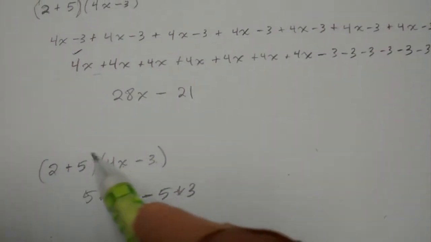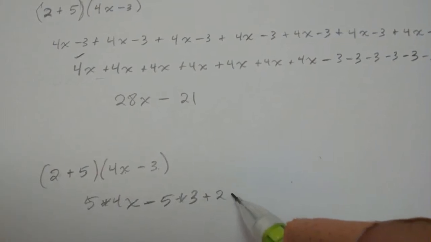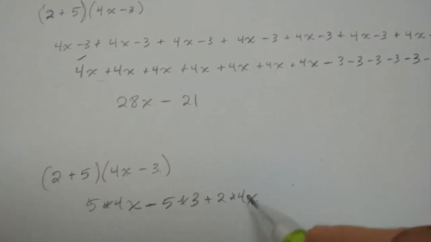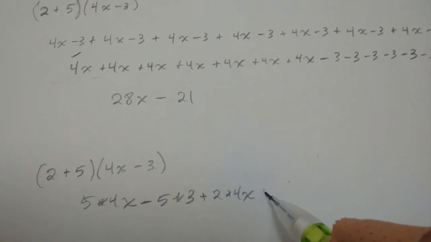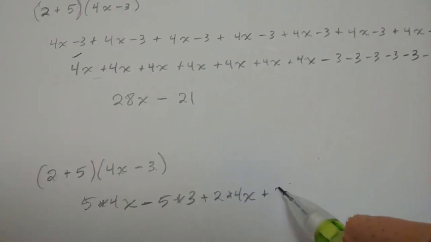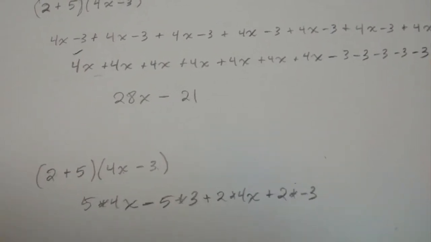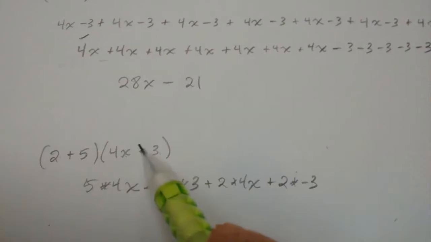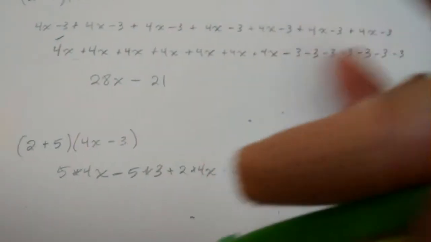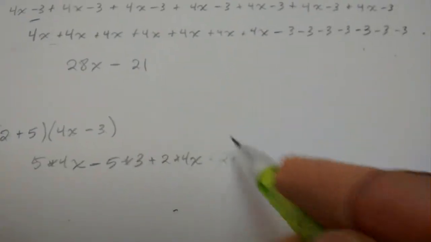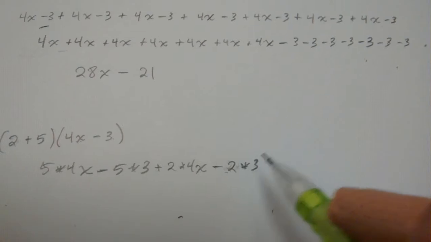So we'd also have 2 more of 4x's, and we can think of that as adding 2 times 4x. And we'd also need 2 more minus 3, so we can think of that as adding 2 times a negative 3, or 2 more subtractions of 3. Maybe we should say it that way. That might be better. So 2 more subtractions of 3 would be written that way.